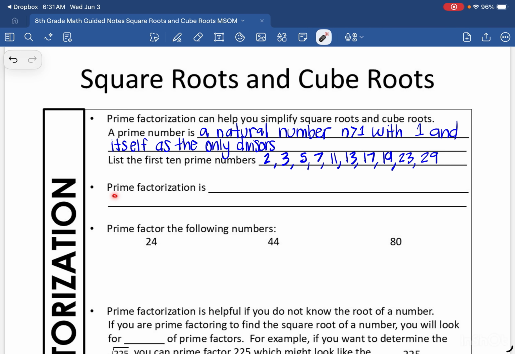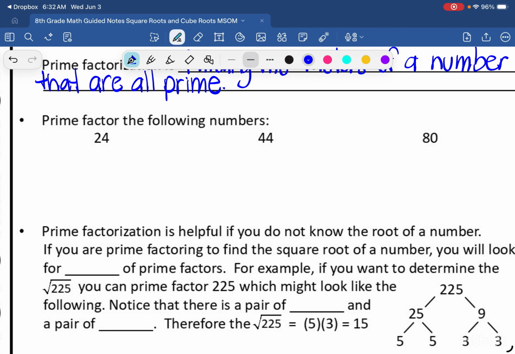Prime factorization is when we find the factors of a number that are all prime. We're going to prime factor these following numbers down here. This may be a review for you, this may not. So if we have the 24, what times what equals 24? And we could do 6 times 4. 6 and 4, none of those are prime, so we're going to keep going.